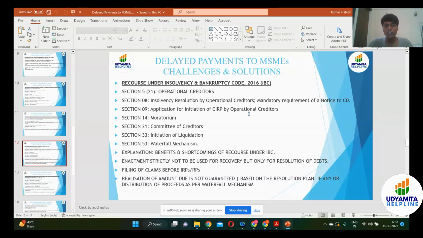So section 8 is insolvency resolution by operational creditors, with a mandatory requirement of a notice to the corporate debtor. Section 8 states that you have to issue a notice to the corporate debtor first before filing an insolvency application under section 9, and it is given under the form.